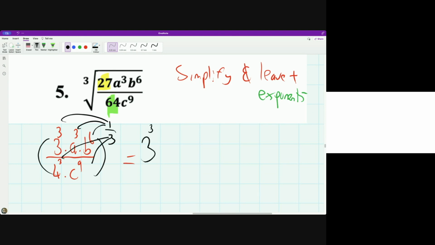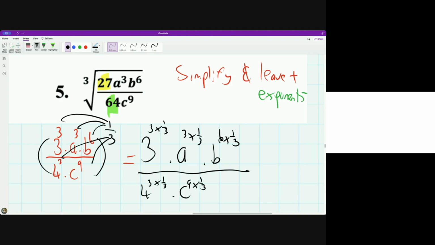And so I get that, I get that, and I get that. So what have I got now? 3ab squared over 4 times c to the 3.